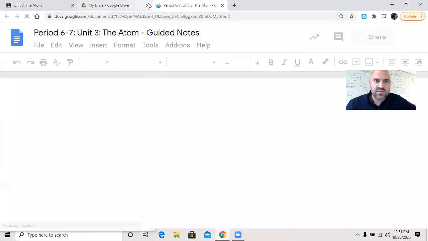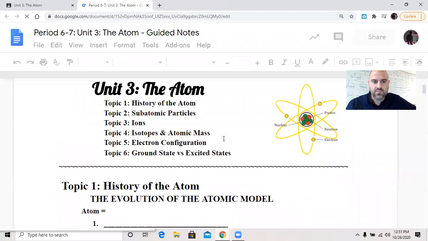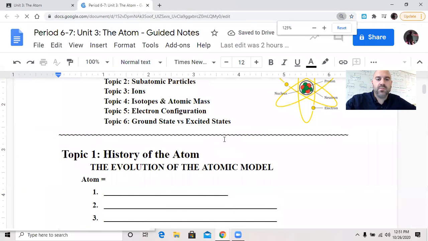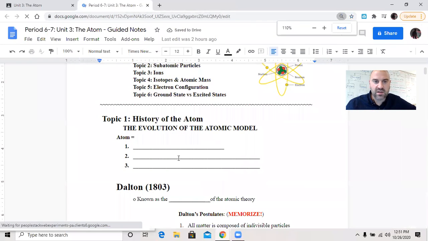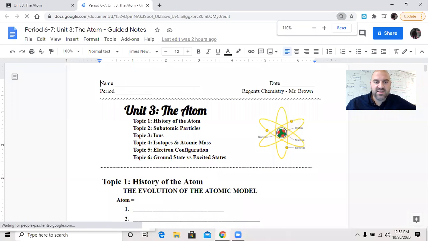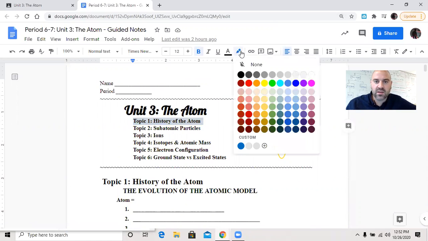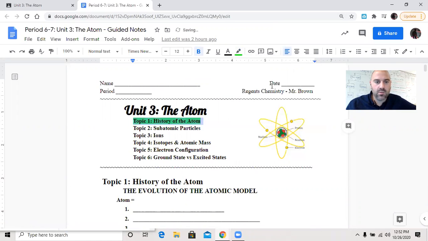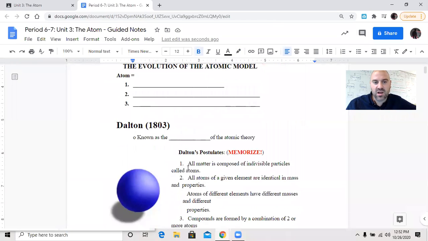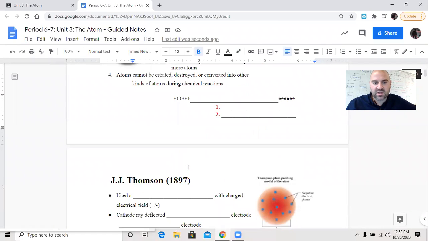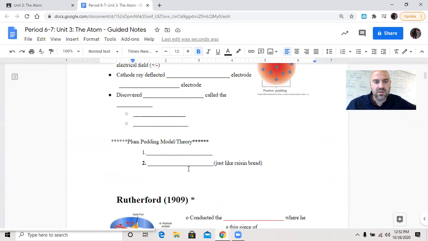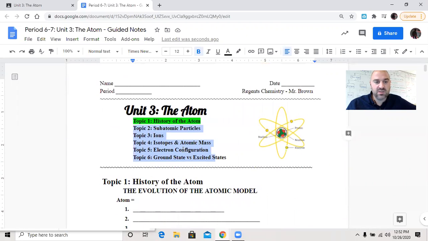Okay, yours should look like this. And we're going to be filling in the missing links here for our guided notes. So you can see that there's 6 different topics. We're going to start topic number 1, history of the atom, today. This unit is going to go relatively quickly, so I do plan to go relatively quickly through this. It's not going to take too long to really copy the notes here. There's not going to be a ton of pictures we're going to be making. So we will be going through this at a nice rate. So that is the notes we're going to be filling out.